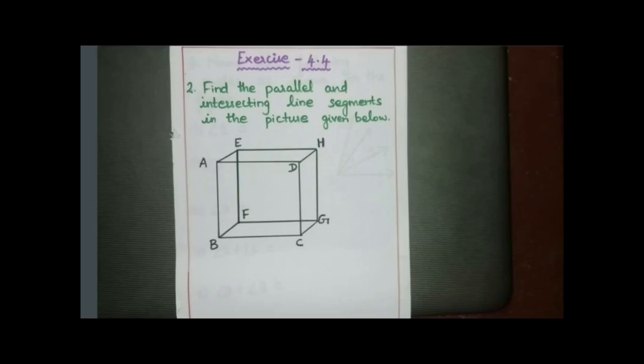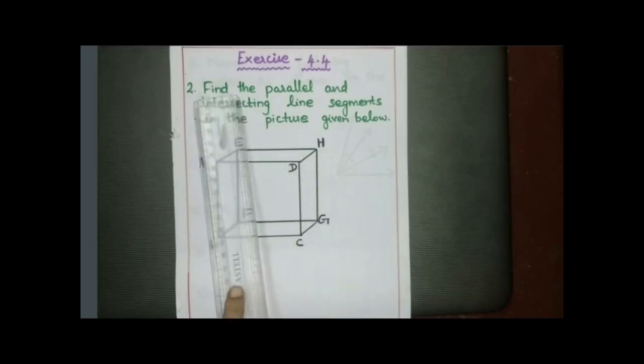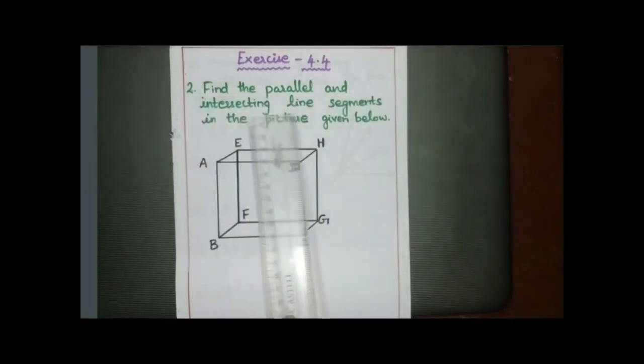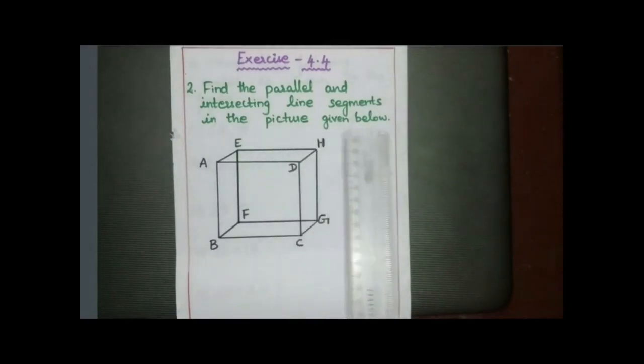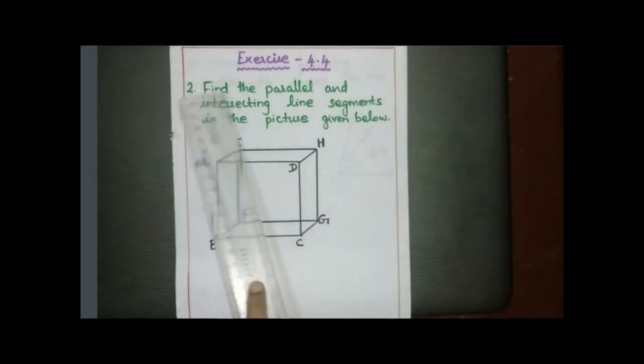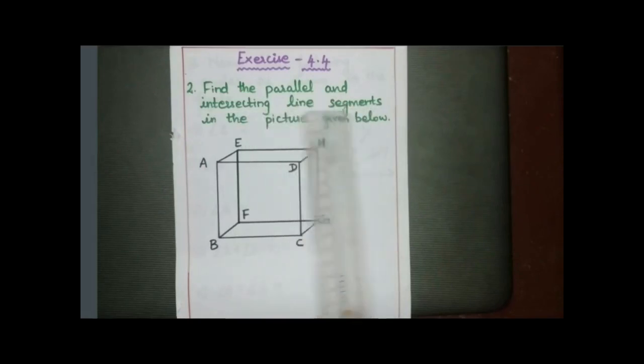Exercise 4.4. Read the question. Question number 2. Find the parallel and intersecting line segments in the picture given below. You have to find the parallel lines and intersecting lines. Parallel lines mean a pair of lines that do not intersect. Intersecting lines mean 2 lines that intersect each other, that is, 2 lines that cross each other and meet at a point.